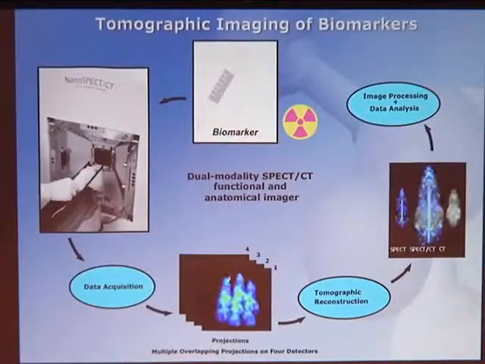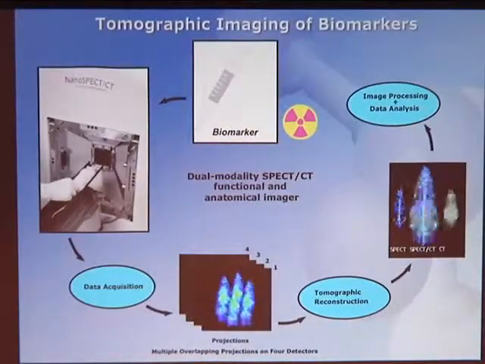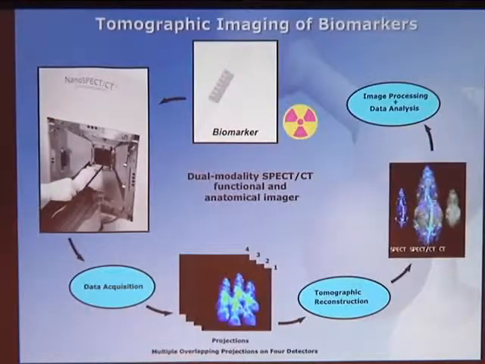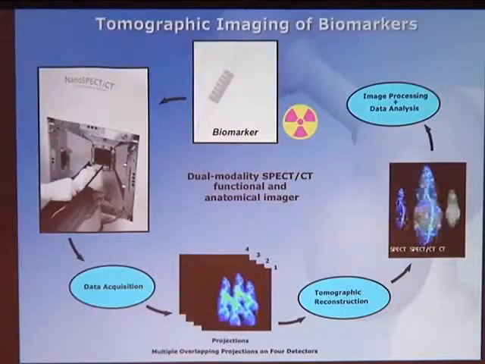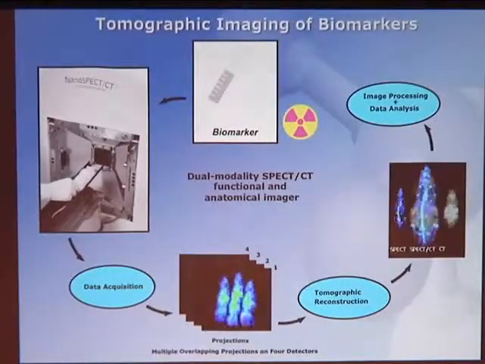We have BSL-3 capabilities in this lab to work with things like botulinum toxin and H1N1 flu, things that people are interested in looking at for animal exposures. This is just a little picture of the scale of what we're working with.